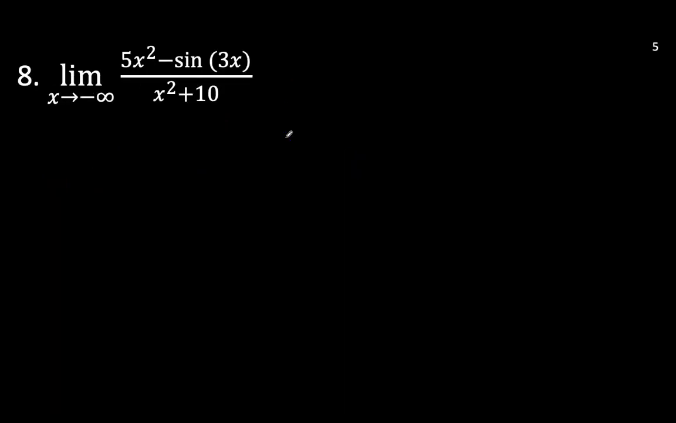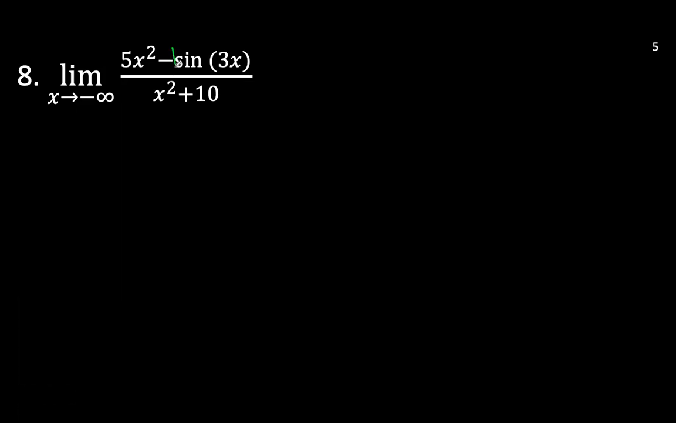Let's work on the last item in the problem: the limit of 5x squared minus sine of 3x all over x squared plus 10 as x approaches negative infinity. Let's try working on this problem. Again, let's work on sine 3x, because we have already defined the specific range of the sine function, which is from -1 to 1.